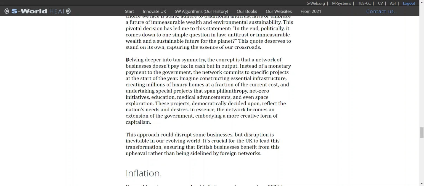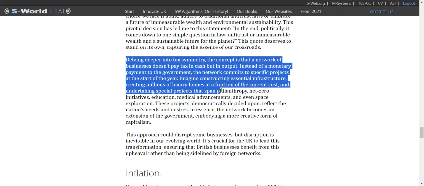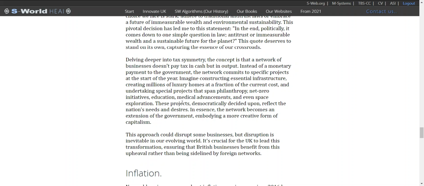Delving deeper into tax symmetry, the concept is that a network of businesses doesn't pay tax in cash, but in output. Instead of monetary payment to the government, the network commits to specific projects at the start of the year. Imagine constructing essential infrastructure, creating millions of luxury homes at a fraction of the current cost, and undertaking special projects that span philanthropy, net zero initiatives, education, medical advancements, and even space exploration. These projects, democratically decided upon, reflect the nation's needs and desires. In essence, the network becomes an extension of the government, embodying a more creative form of capitalism.